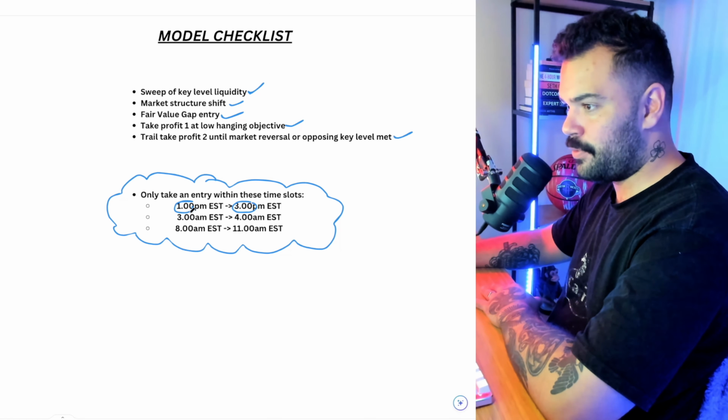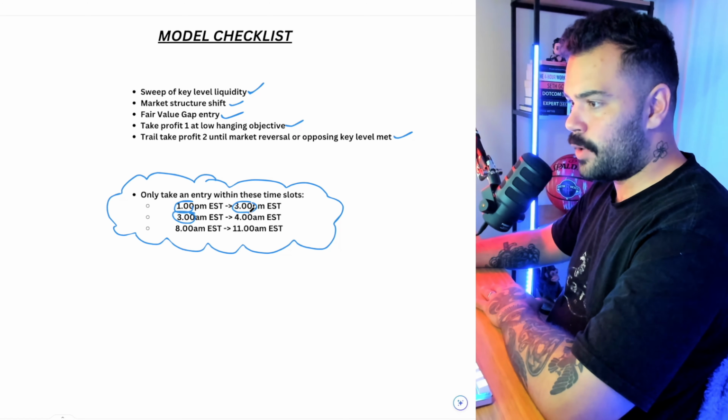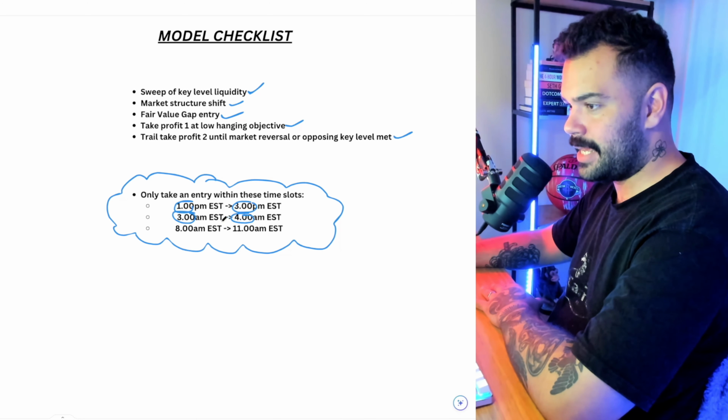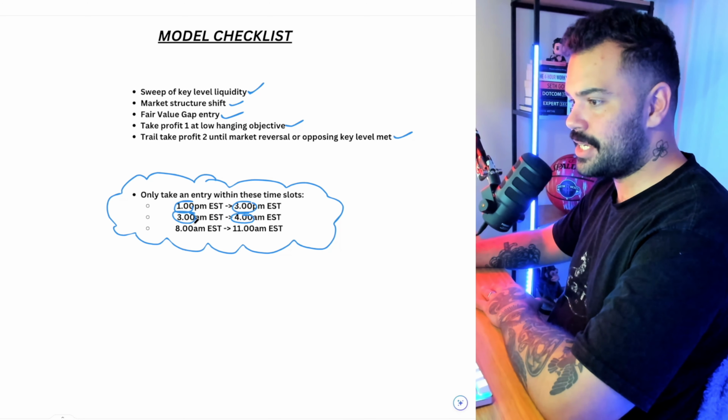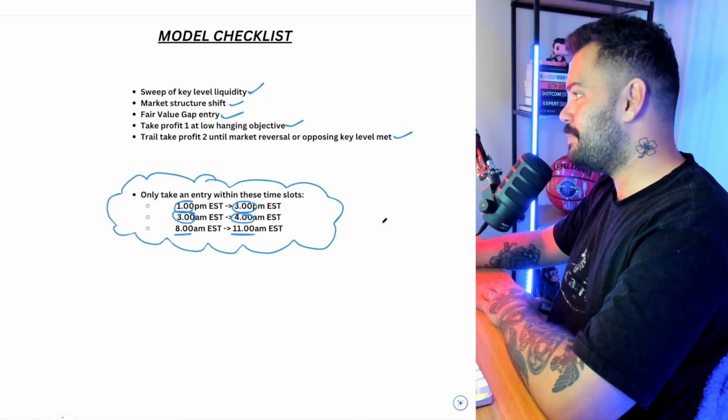Same as before, if it's before 1 p.m., I don't take a trade. Same with London, 3 a.m. Eastern time and 4 a.m. between the hour is the only time I'll take a setup. And if I traded the morning session, which I don't, I'd only be looking between 8 a.m. and 11 a.m. Eastern time to take my entry.